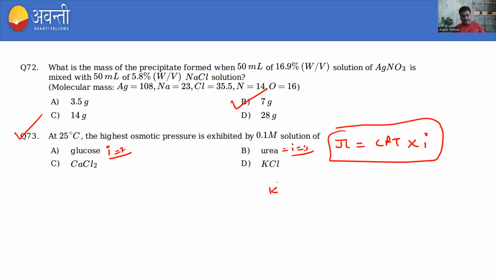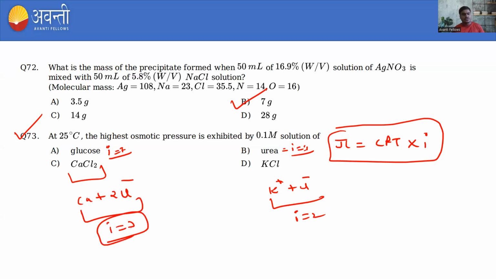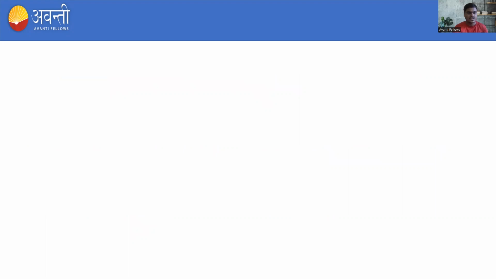For KCl, we have K plus and Cl minus, so i is equal to 2. But for CaCl2, we have Ca 2 plus and 2 Cl minus, so in this case i is equal to 3. So i is more in which case? That is CaCl2, so obviously CaCl2 will show the highest osmotic pressure.